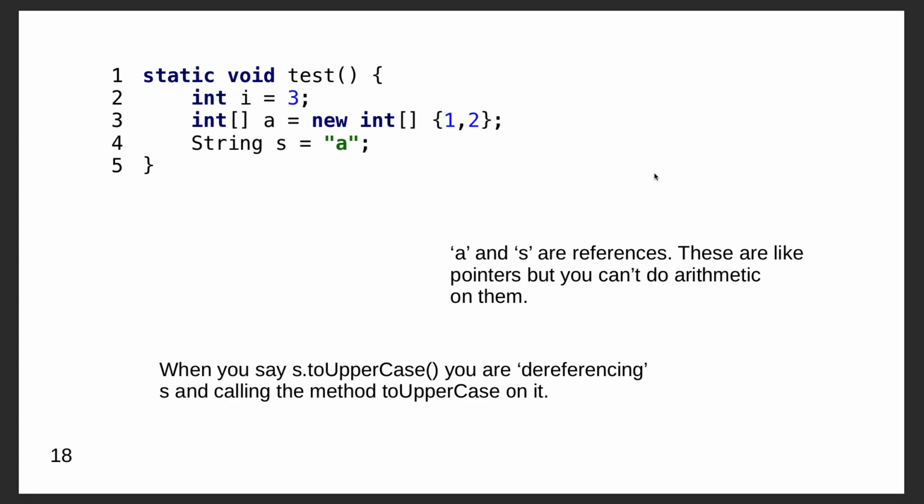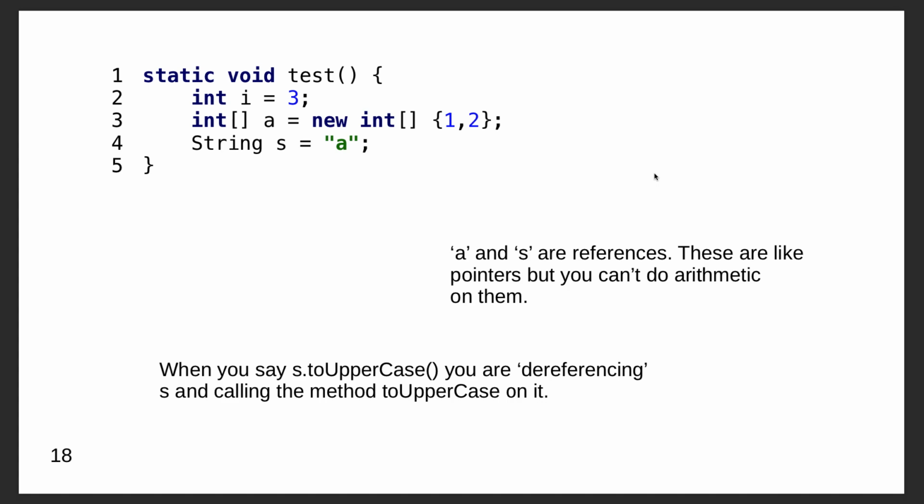So a and s are references. That's very much like pointers, but you can't do arithmetic on them. So they are not pointers in the C and C++ sense. They are like a very restricted form of what a pointer is. But underneath, in memory, all they are is the address of the object that you're pointing to.